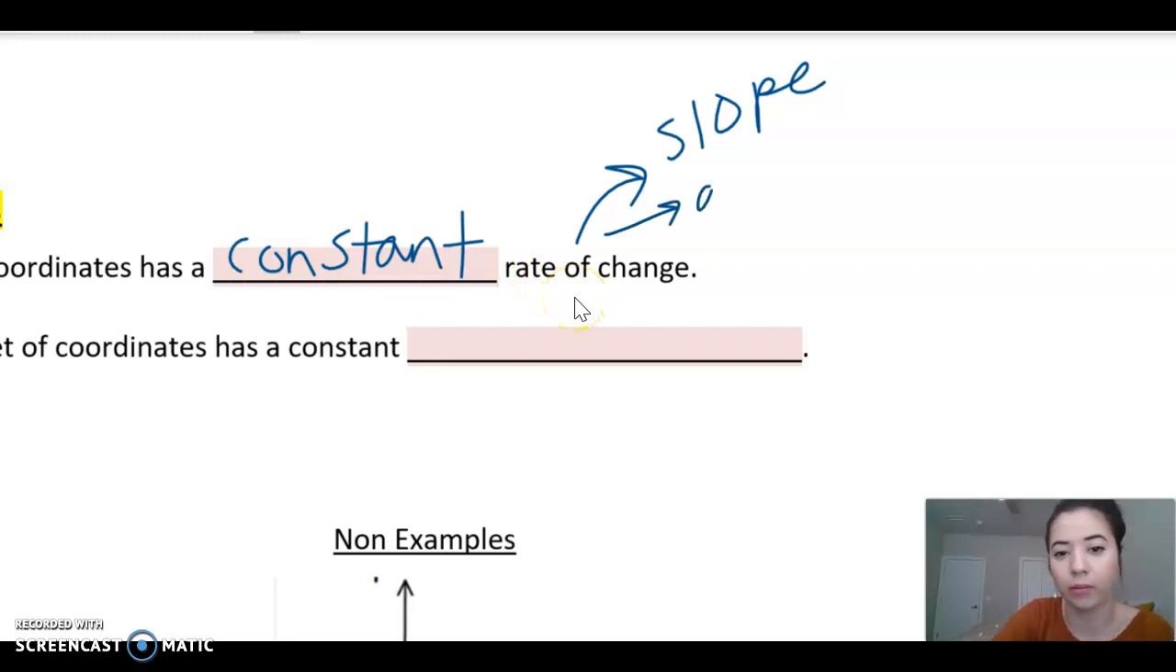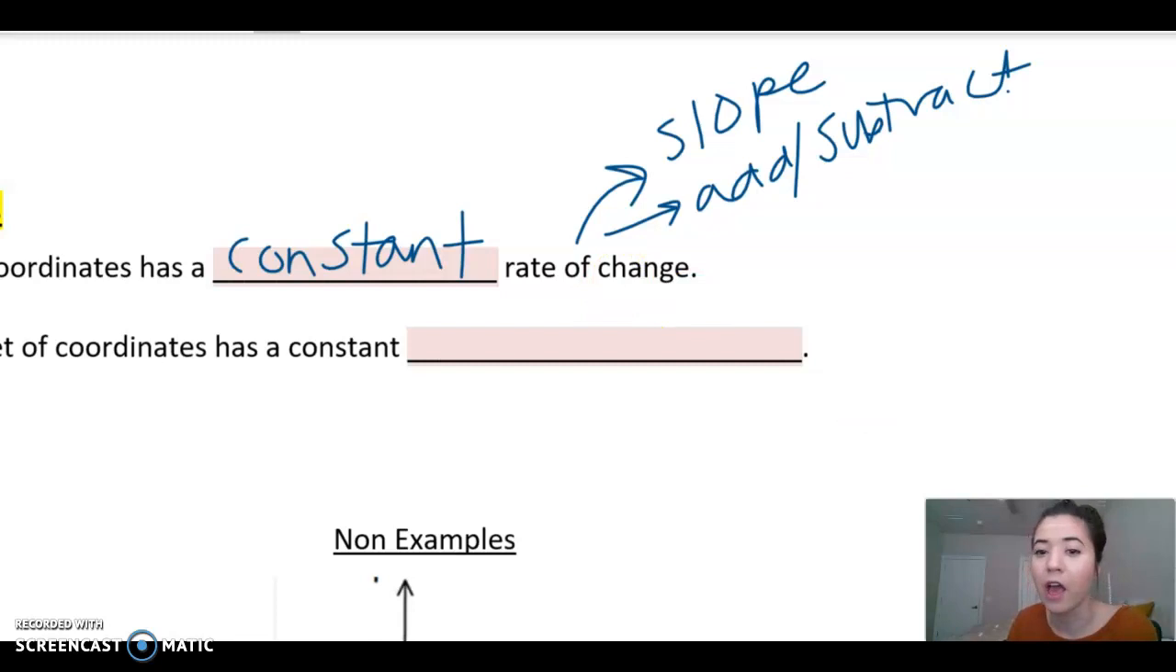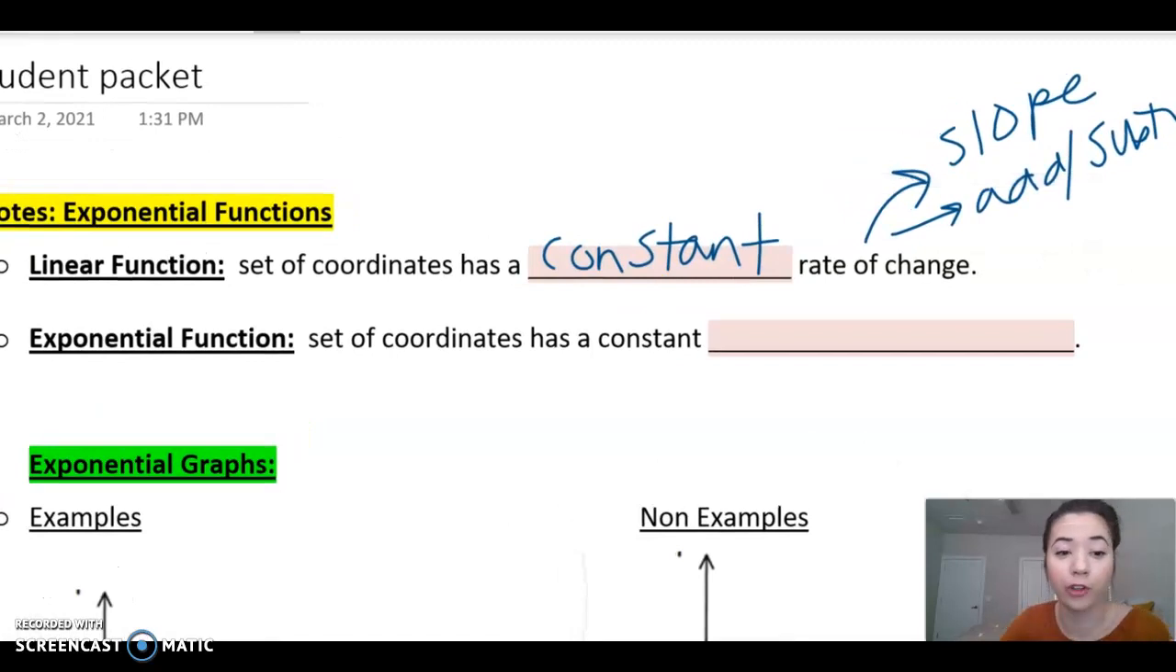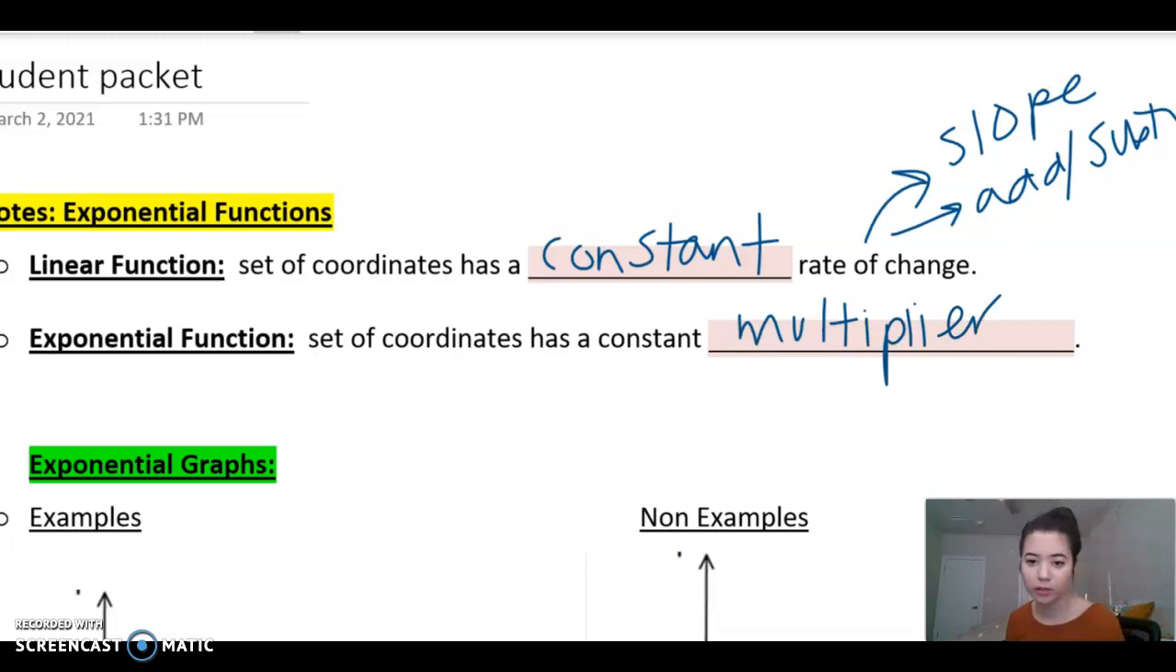So on a table you might see us adding by 3 each time or subtracting by 2 each time as we go down our y values. Now exponential functions have something else that's constant. And what's constant here is what we call our multiplier. Something that we're multiplying by, which can be a whole number or a fraction.